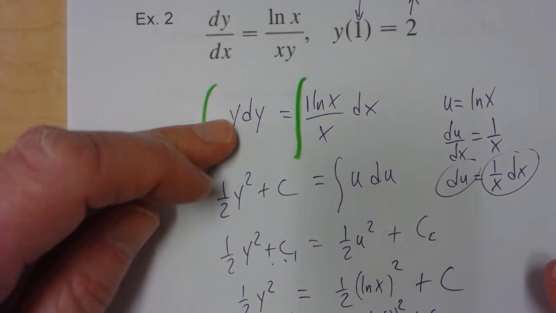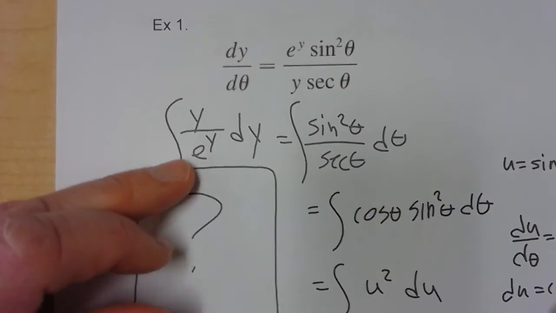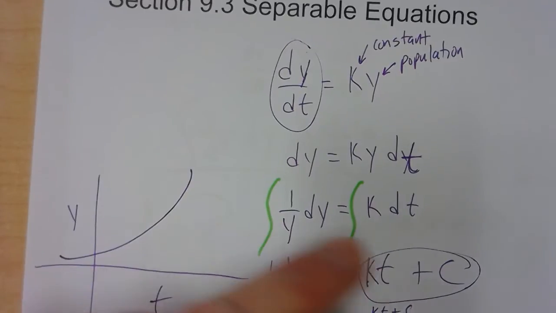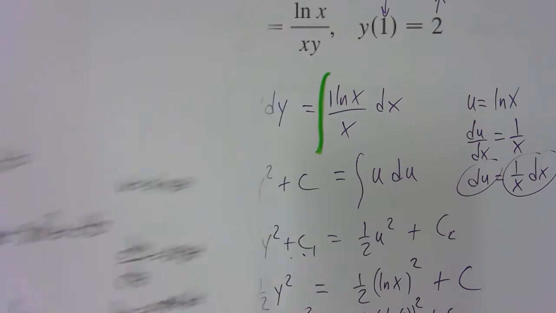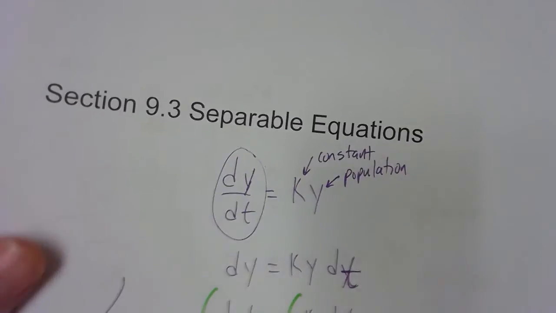So what did we do? We separated our variables, got the y's on one side, x's on the other, or in this example here, the y's on one side, theta's on the other, or this example here, the y's on one side, the t's on the other side of the equation. So you got to separate your variables, and that's the name of this section, separable differential equations.